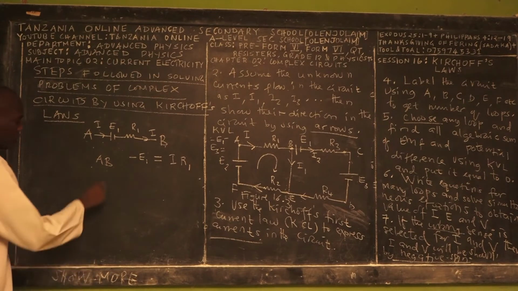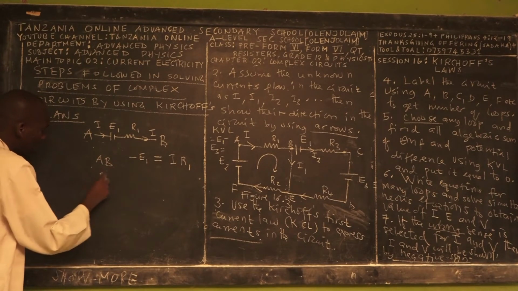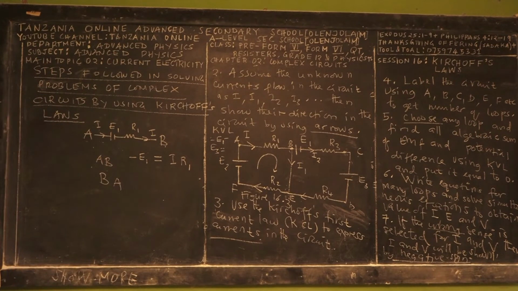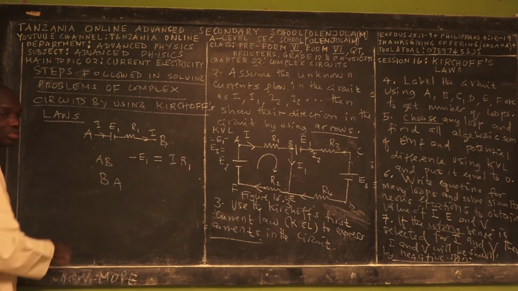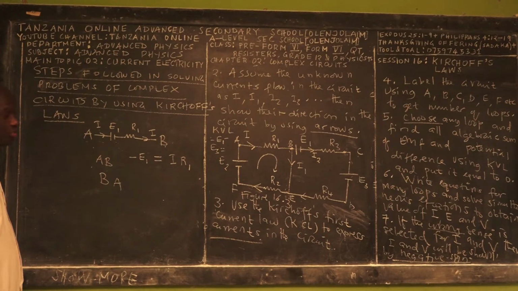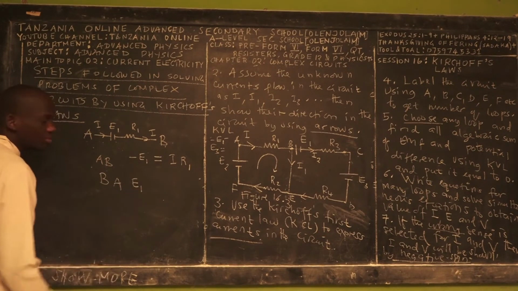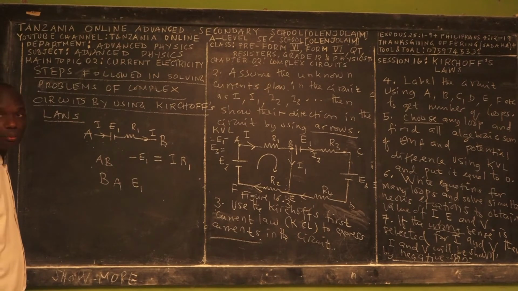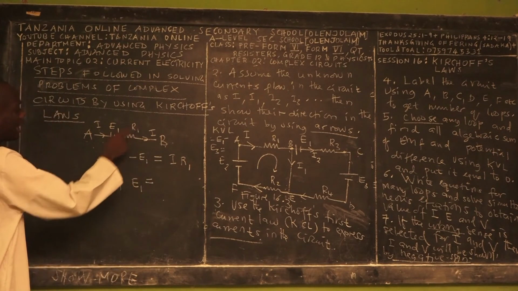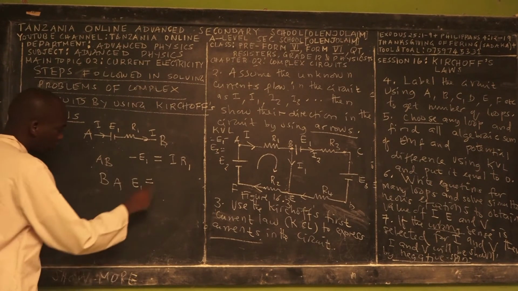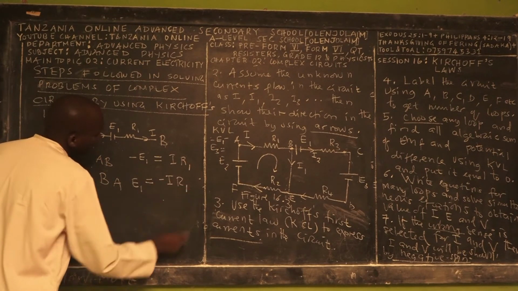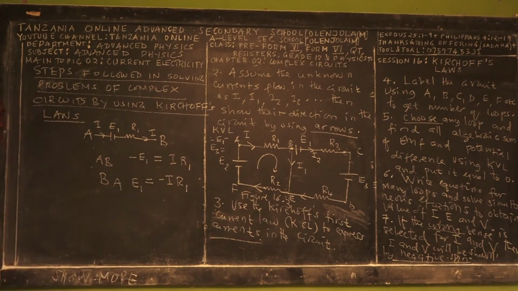If my choice of the loop is vice versa, meaning my loop goes from B towards A, right? How about the EMF? Positive, yes, positive, because I chose the same direction as the direction of driving current. So for this case, we have positive E1. Are we together? Positive is equal to what? How about IR? Opposite, because this is against the direction of current. So it is negative I times R1. And this equation is equal to this equation.